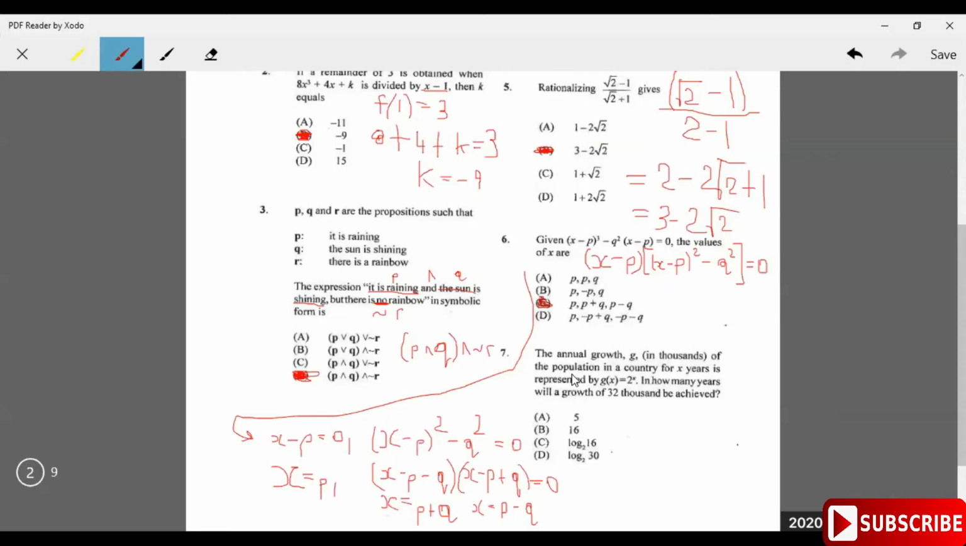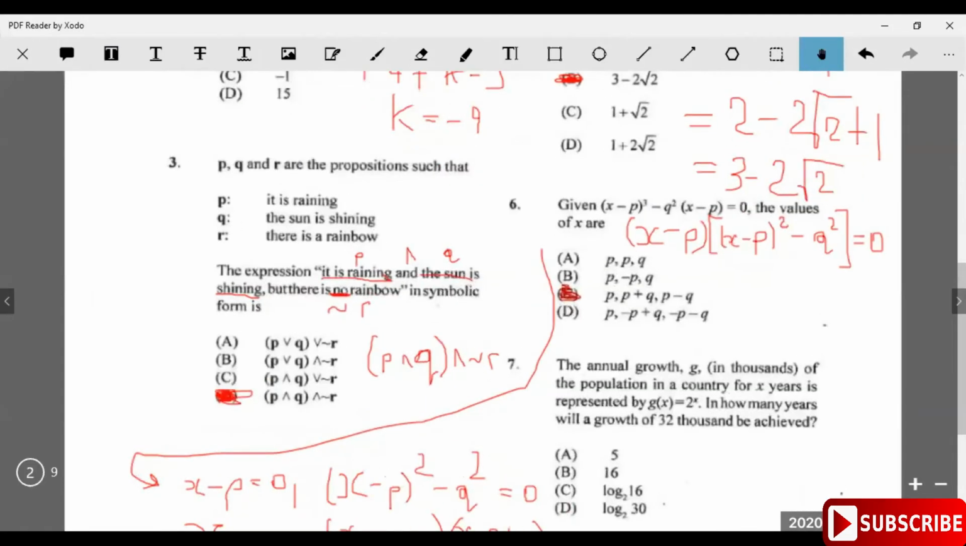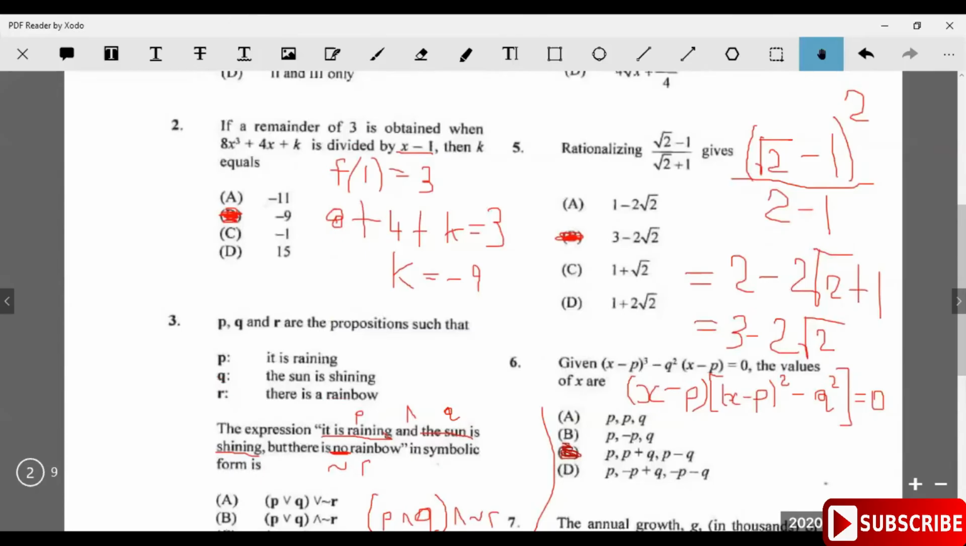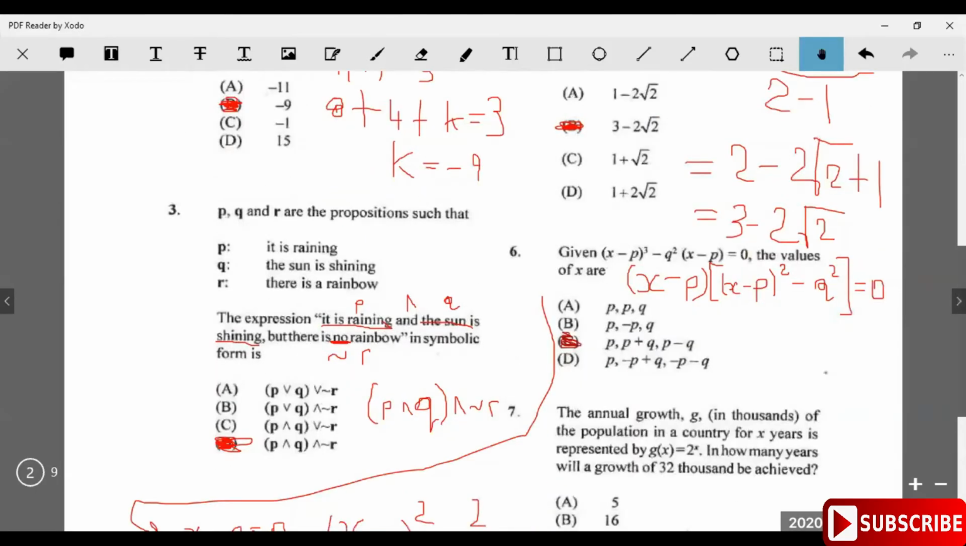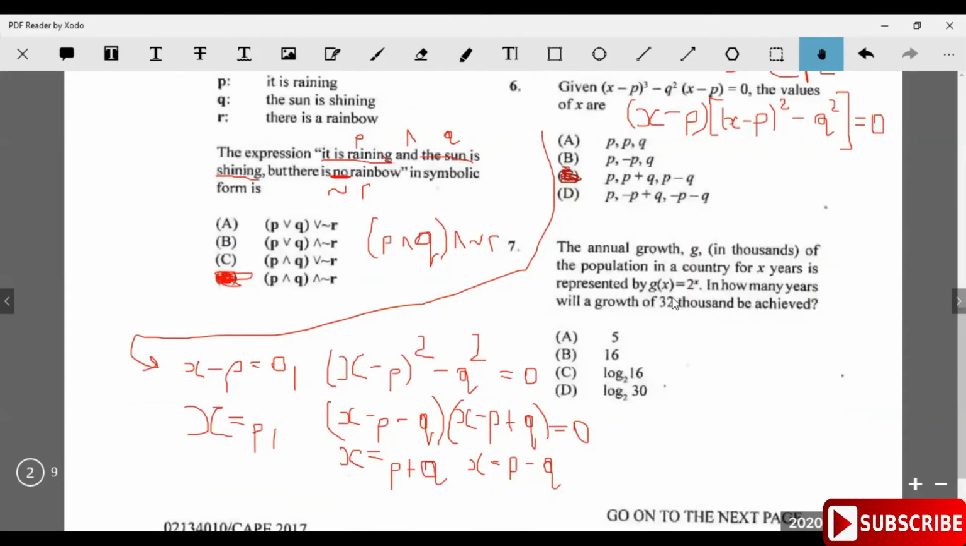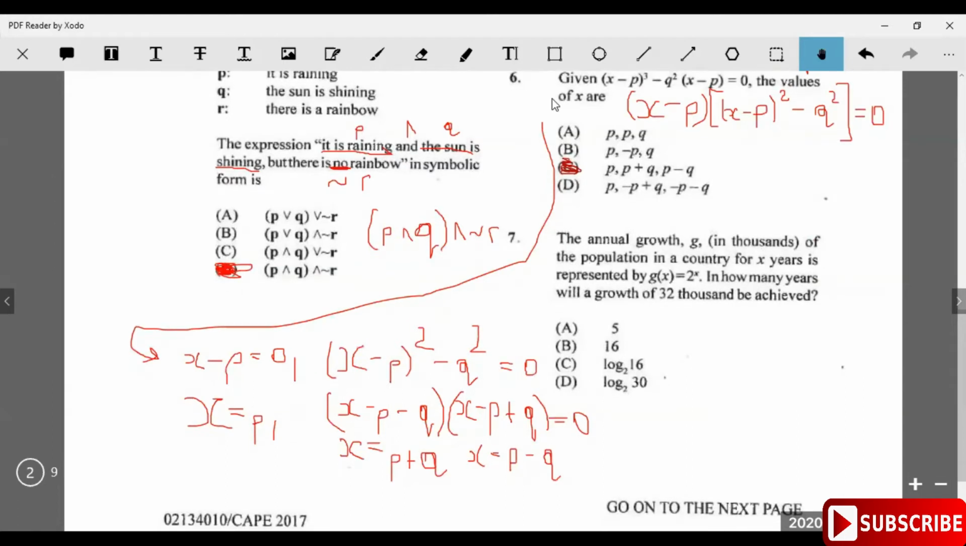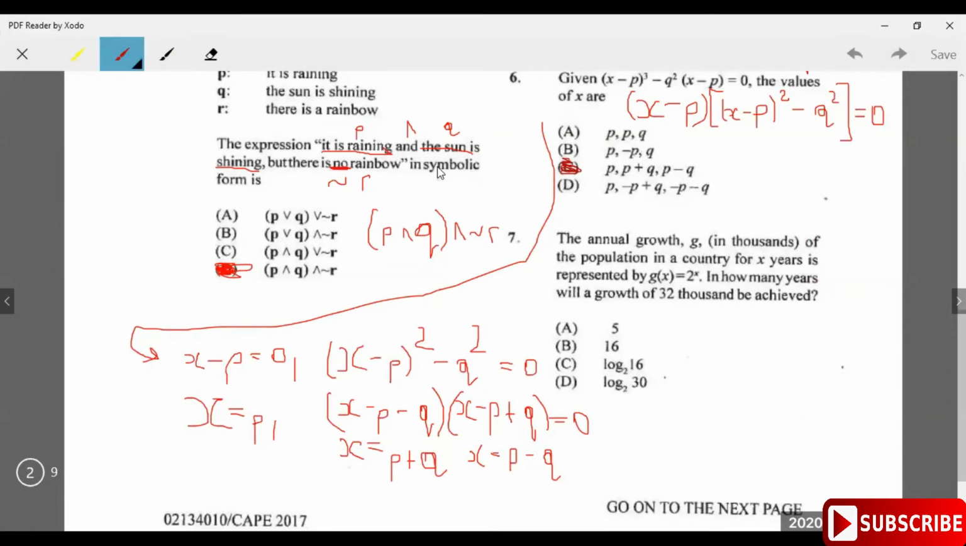Now question 7. Question 7 says the annual growth G of the population in a country for X years is represented by 2 to the X. So now it asks us, in how many years will the growth be 32,000? What they're asking is to solve the equation, to find what value of x is going to make it equal to 32. So we're solving 2 to the x equals 32.